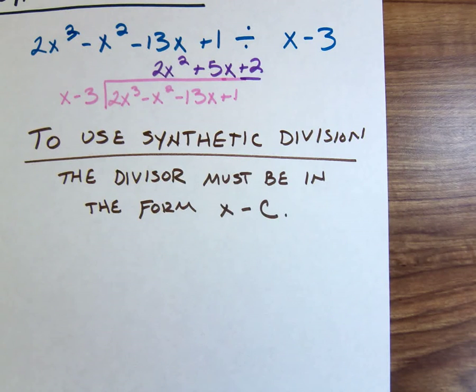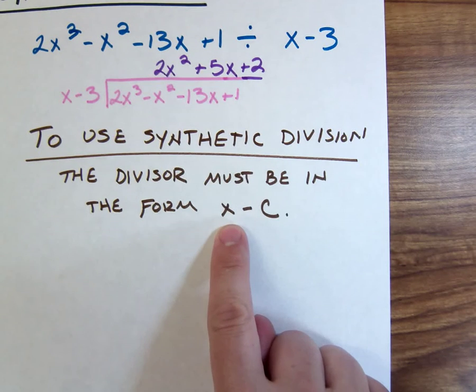Now the reason that's an important thing for us to point out here is that after you see synthetic division, you're going to want to do synthetic division every time you divide polynomials. It's that fast and that easy. You're going to want to use nothing but synthetic division. You can't use synthetic division 100% of the time. You can only use it when you're dividing by a plain old x.